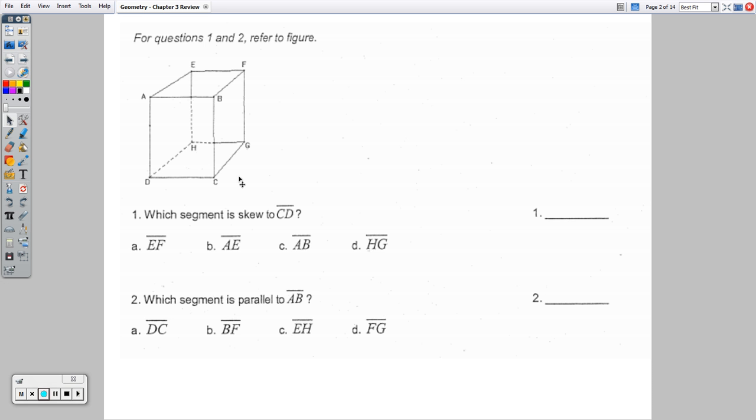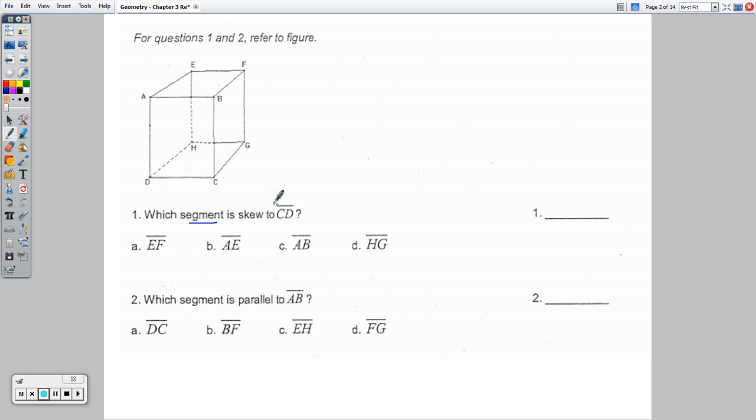Let's jump right into it, getting right into questions 1 and 2 here, following the directions I see here. So we're referring to this figure and trying to figure out which segment is skew to CD. A segment is skew to another segment if you extended those segments out, they would never cross and they would not be coplanar.